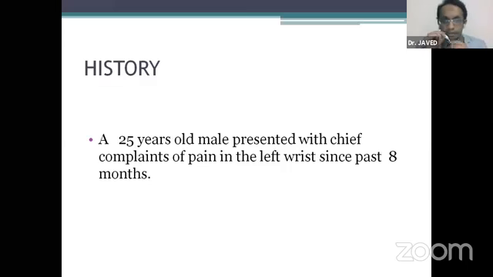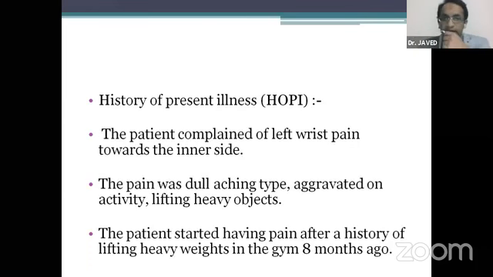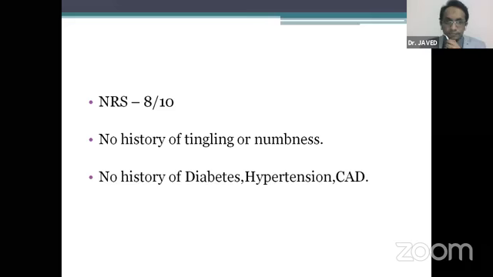A 25-year-old male patient presented with chief complaints of pain in the left wrist since the past 8 months. History of presenting illness. The patient complained of left wrist pain towards the inner side of the wrist. Pain was dull aching type, aggravated on activity and lifting heavy objects. The patient started having pain after a history of lifting heavy weights in the gym 8 months ago. The NRS was 8 on 10.